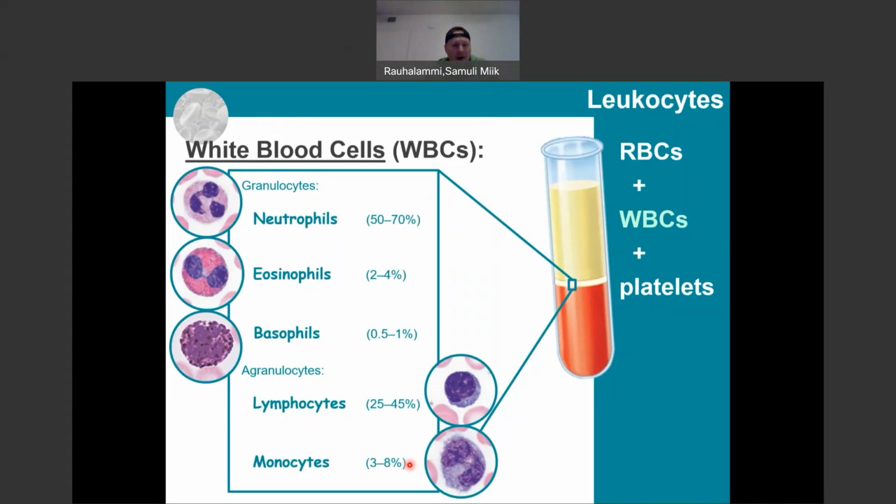The final one, another agranulocyte, is going to be our monocytes. Our monocytes, again, have no granules in the cytoplasm, and the nucleus, if you look at it, is kind of horseshoe shaped. These are important cell eaters, so they carry out phagocytosis, engulfing an invading cell, for example, if we need to get rid of that.